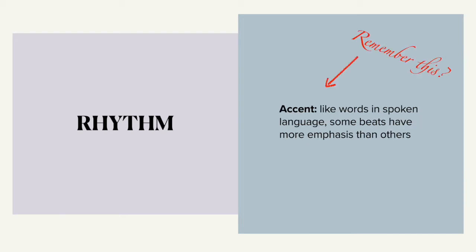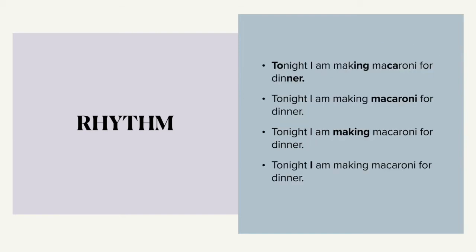Now, all right, to really understand it, we're going to want to get back into spoken language. Remember this, accents like words in spoken language, some beats have more emphasis than others. Excellent. So here is a simple phrase, and I put in some bold formatting to kind of highlight the point I'm going for here. The simple phrase is just, tonight I am making macaroni for dinner.